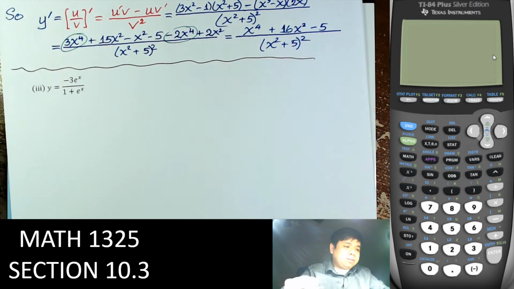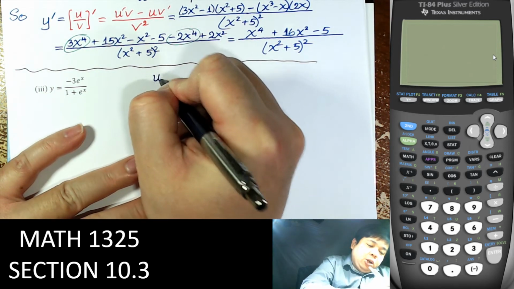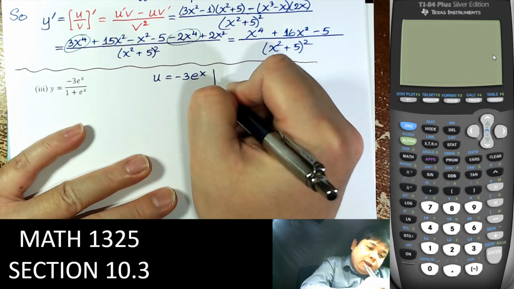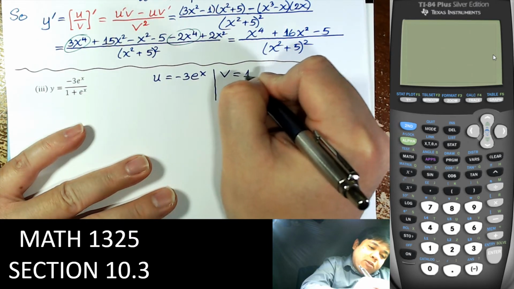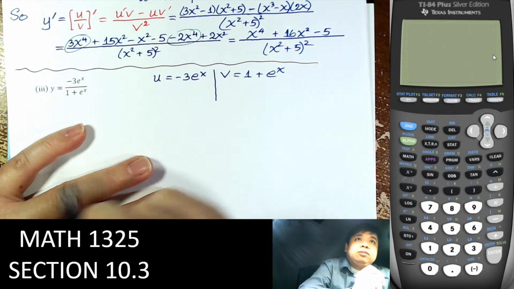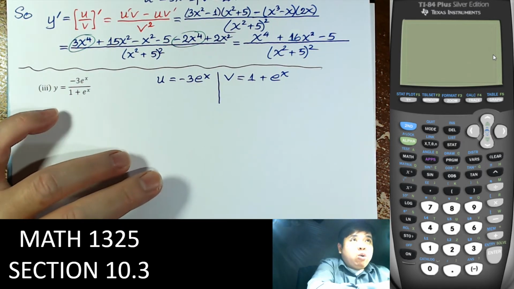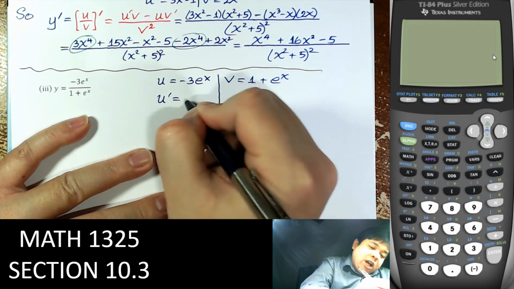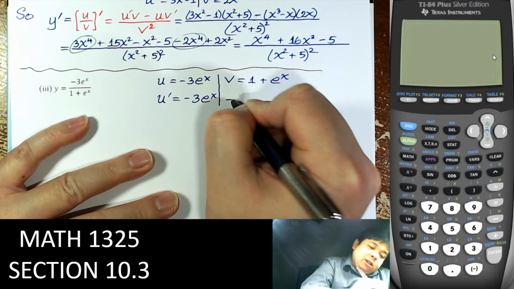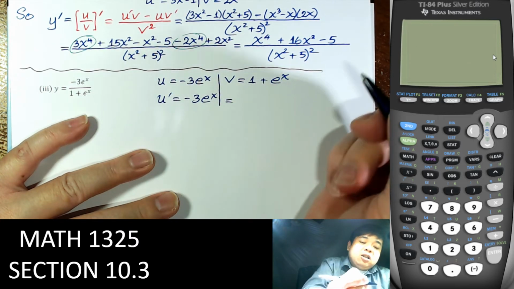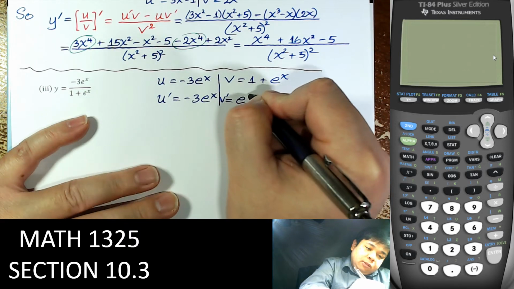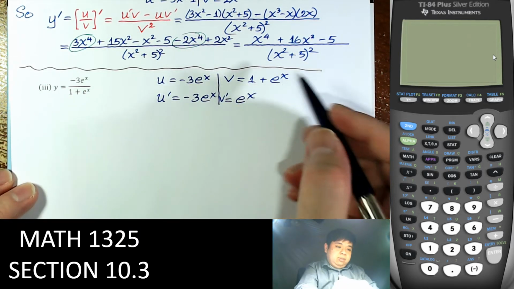Right, now we have this. Again, u is the top, negative 3e to the x. v is 1 plus e to the x. Again, this one we have to use the quotient rule because we cannot simplify this. The derivative of e to the x is the same thing. The derivative of 1, a constant, is going to be 0. We just have e to the x for that.